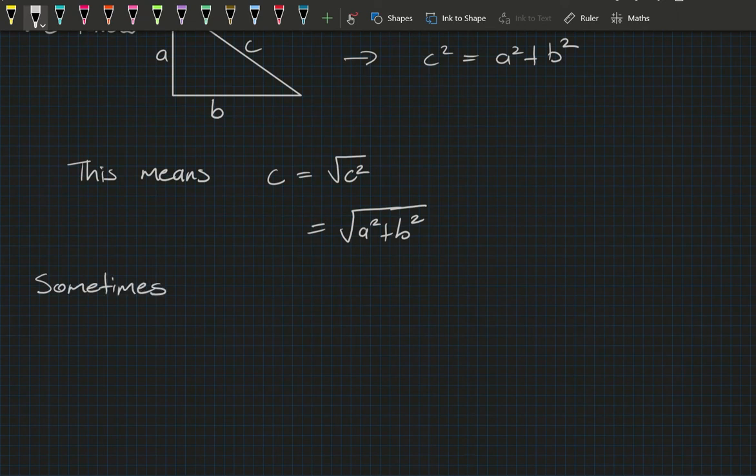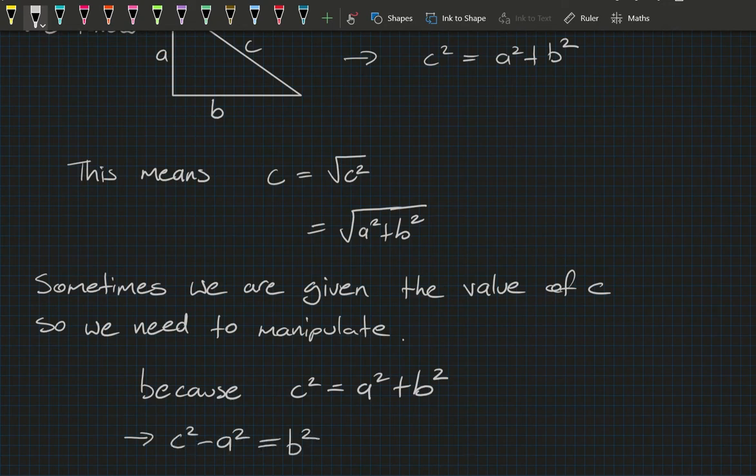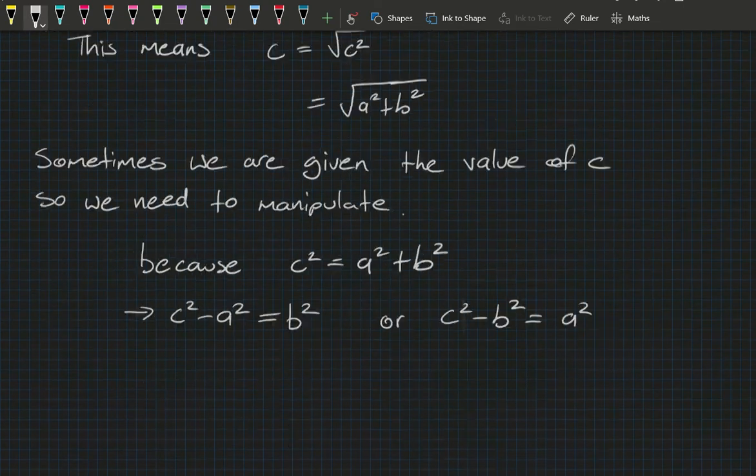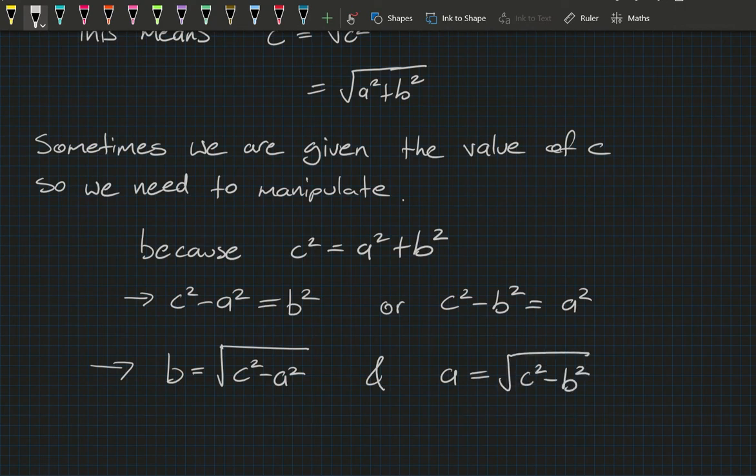Sometimes in the question we're given the value of C, so we'll need to manipulate algebraically. Because C squared is equal to A squared plus B squared, that also means that C squared minus A squared is equal to B squared, or C squared minus B squared is equal to A squared. And if we swap sides of this equation, we could also say that B is equal to the square root of C squared minus A squared, and that A is equal to the square root of C squared minus B squared. It's very lucky that you have mastered surds already.